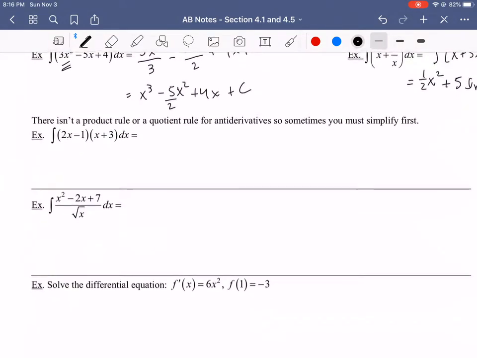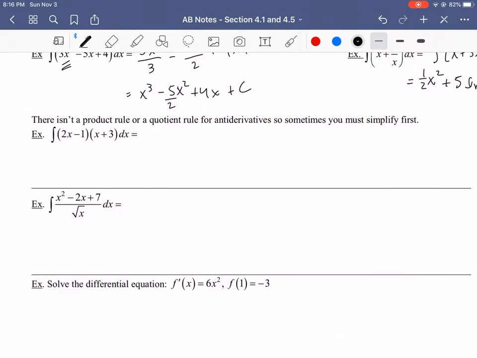Okay, for these next two problems, there is no product or quotient rule for antiderivatives, and so what we have to do first is we have to simplify. So this is going to become the integral of, we're going to just start multiplying here. So 2x times x becomes 2x squared, 2x times 3 becomes 6x, negative 1 times x becomes minus x, and then negative 1 times 3 is minus 3, and if you wanted to go ahead and collect the like terms there, that would say 2x squared plus 5x minus 3 dx, and then just start taking the antiderivative one term at a time. And so everything's ready to go here.